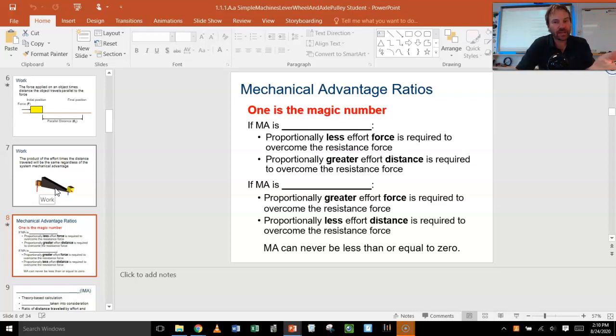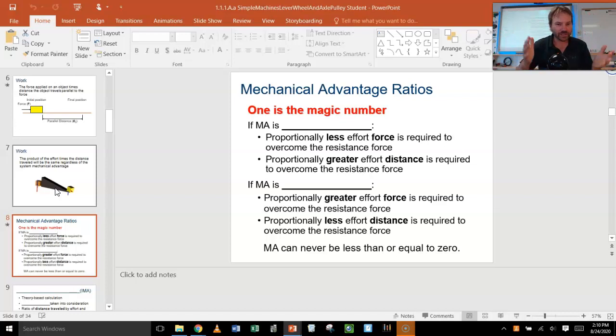We talked about mechanical advantage, 1 being the magic number. If you're bigger than 1, that means you've got a force multiplier. You put 1 pound in, you get 10 pounds out. If the mechanical advantage is less than 1, it's a distance multiplier. So you put in 1 foot, but then you get 10 feet out.